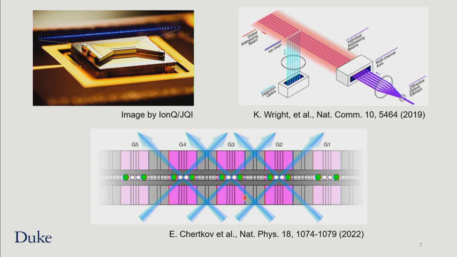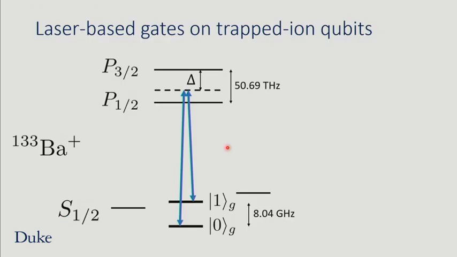You can also consider the quantum charge-coupled device architecture by Quantinuum, where you shuttle around ions so that each gate fidelity in each zone is really good. And we all know that Quantinuum has really nice quantum error correction experiments. And yeah, they use lasers to do gates too. So I'll briefly introduce the physics behind how to do these laser-based gates on trapped ion qubits.